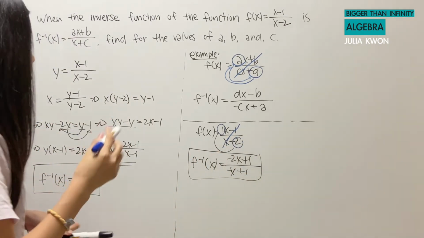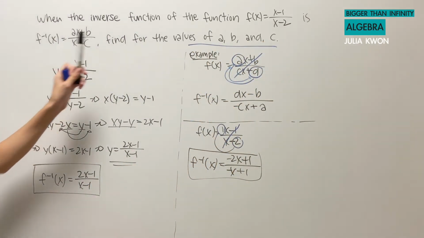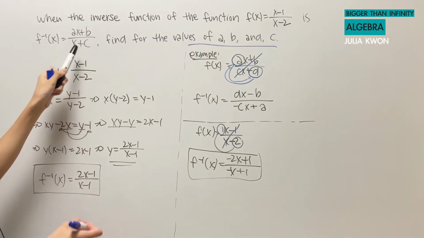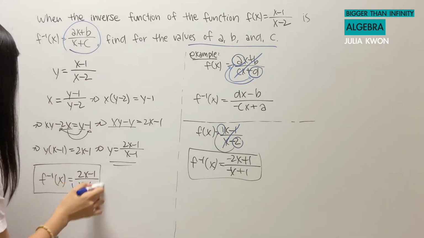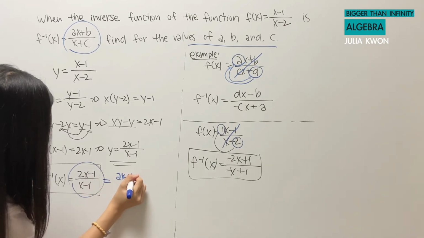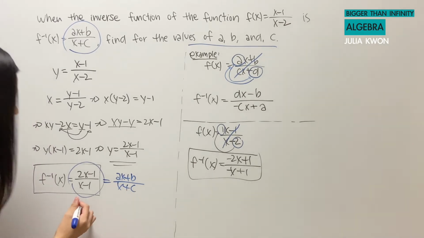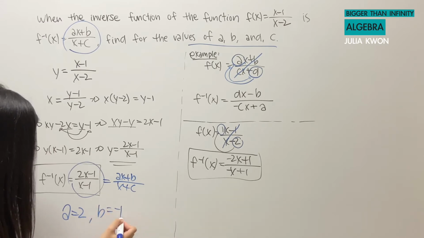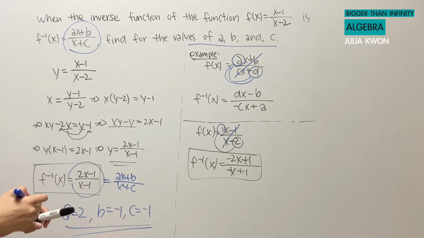But it asks us to find the values of a, b, and c, because the inverse function of this function is this. So we're going to compare this inverse function with the inverse function that we got before. So this is equal to (ax + b)/(x + c). That obviously tells us that a is equal to 2, b is equal to -1, and c as well is equal to -1. So that will be our answer.